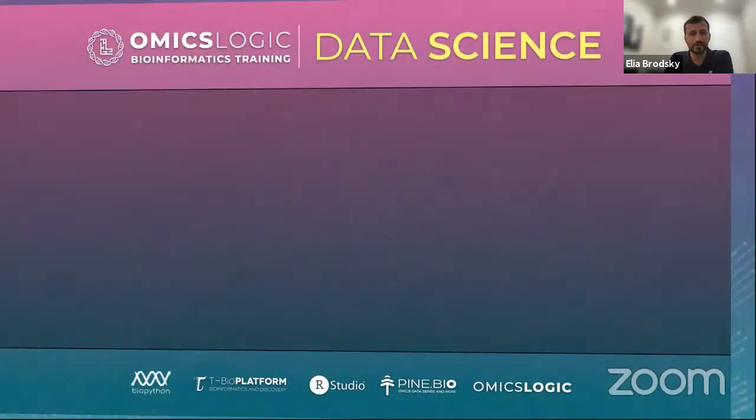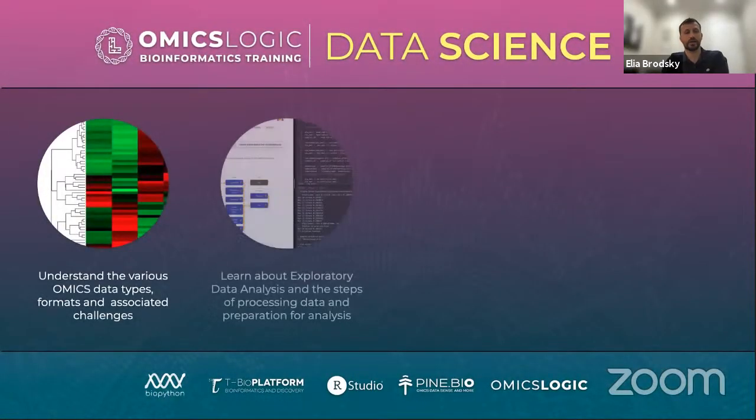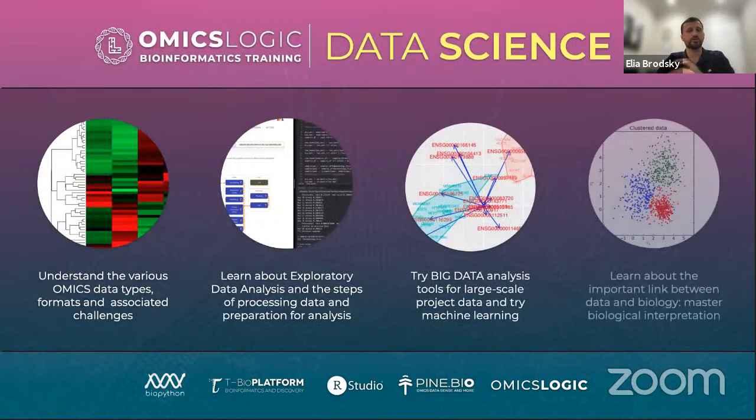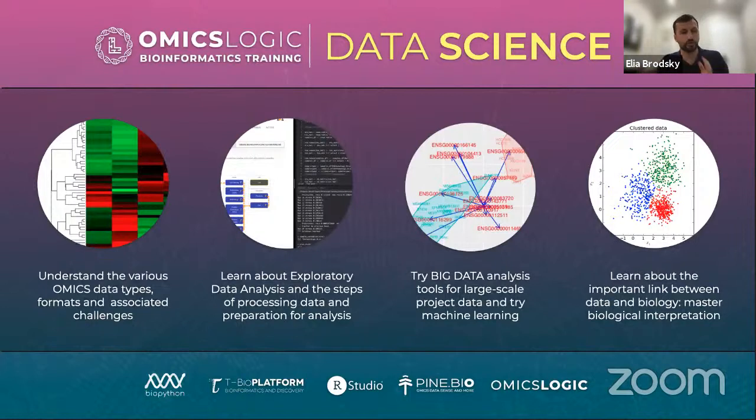So the data science program, the Omics Logic Data Science program, is really structured around these four different things: understanding the various omics data types, learning to explore them, then trying big data analysis in the context of a project, and then understanding the link between data and biology.